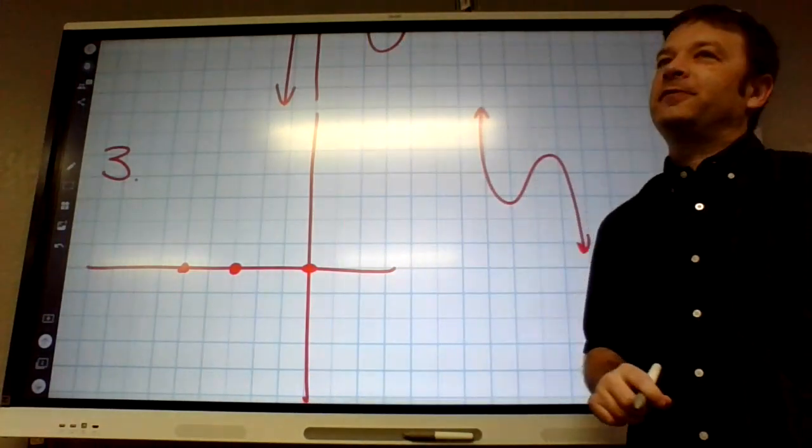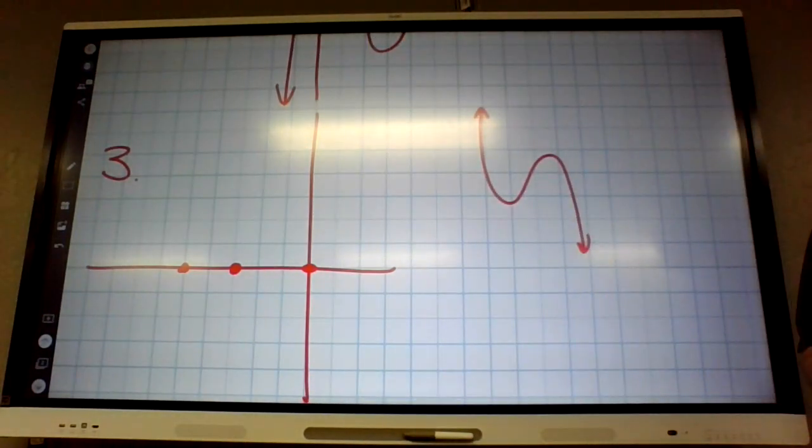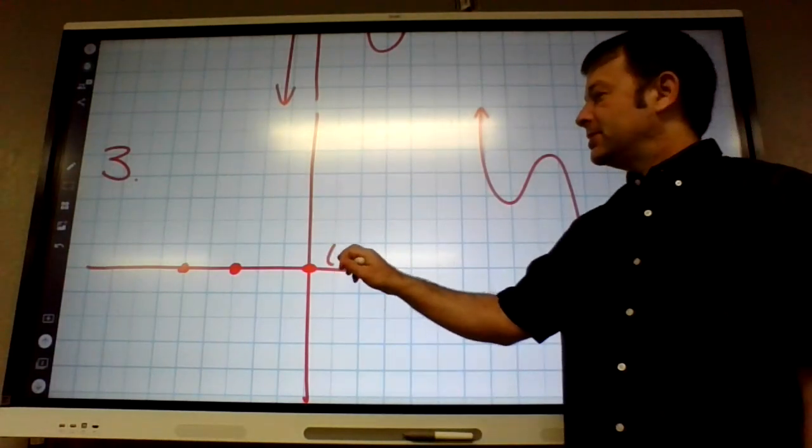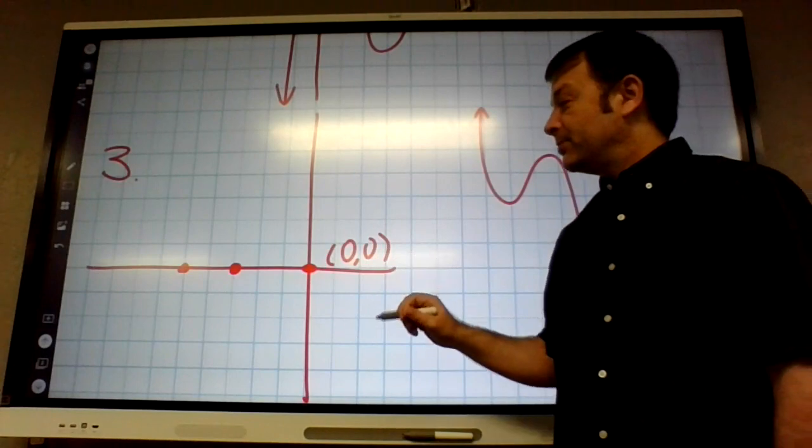Okay, I guess we don't have to find the y-intercept on this one. You guys know why? Because it doesn't really touch it. Oh, no, it touches it at 0. Touches at 0, 0. So we already got the y-intercept.